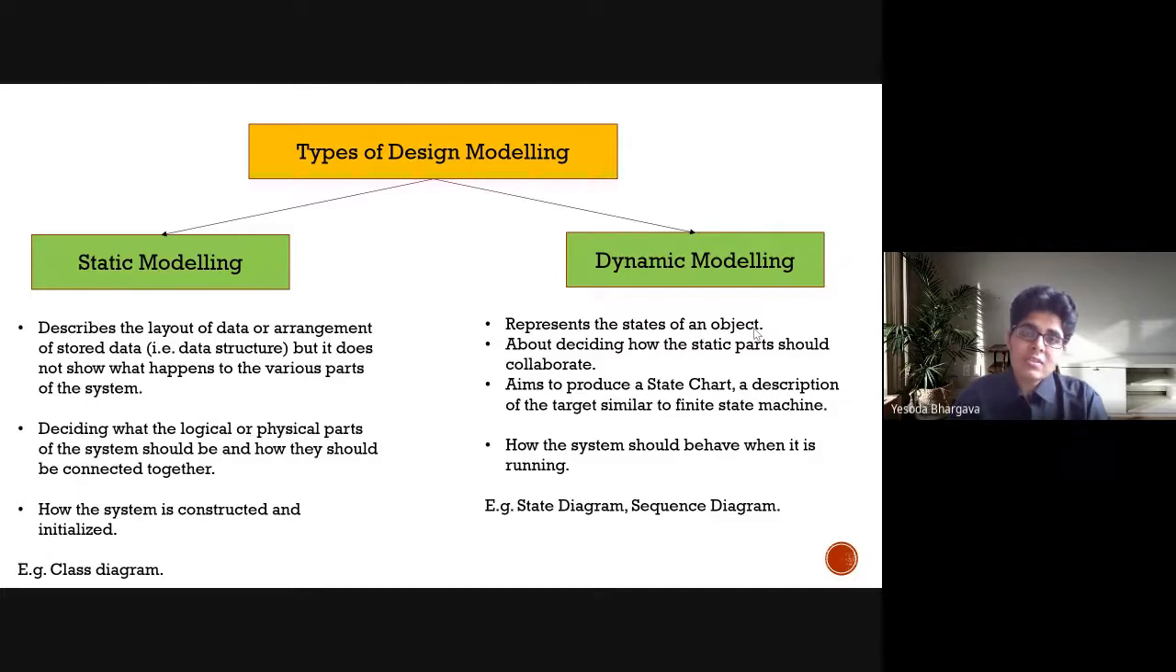So, talking about design modeling, there are basically two types of system modeling. They can be static modeling or dynamic modeling. So, again, talking about the software design.